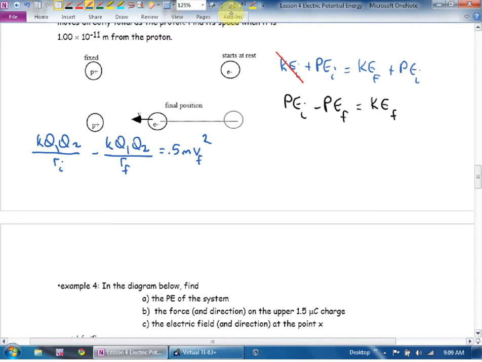I'm going to crunch the whole left-hand side first. Let's do this. This is going to be 9 times 10 to the 9th. Proton, 1.6 times 10 to the negative 19, right? Fundamental elementary charge. Electron, negative 1.6 times 10 to the negative 19. All over... Jordan, I've scrolled down. What was my initial distance here?